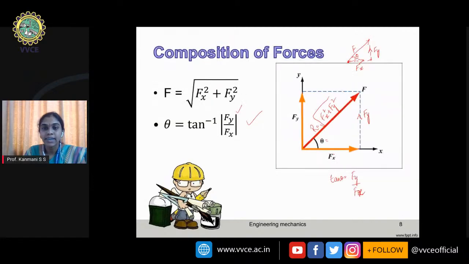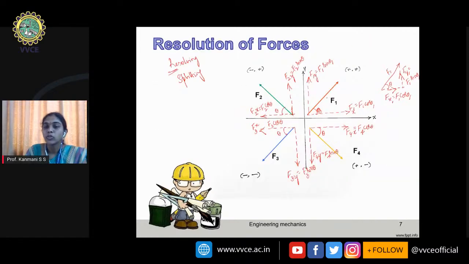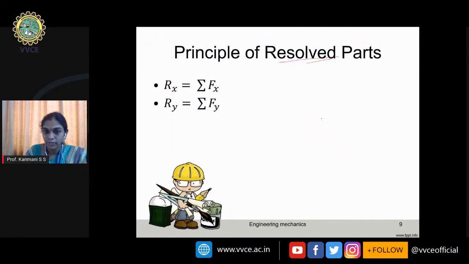Just like we did here. So I'm going to resolve force F1 and F2. That's the first step. If you resolve, you will get F2y and F2x here. Here you will get F1x, and here you will get F1y. This is F1y and this is F1x.